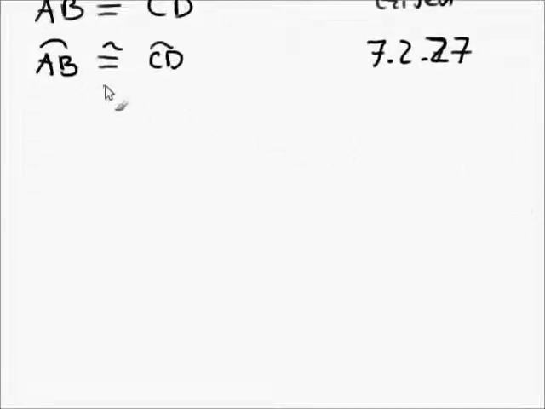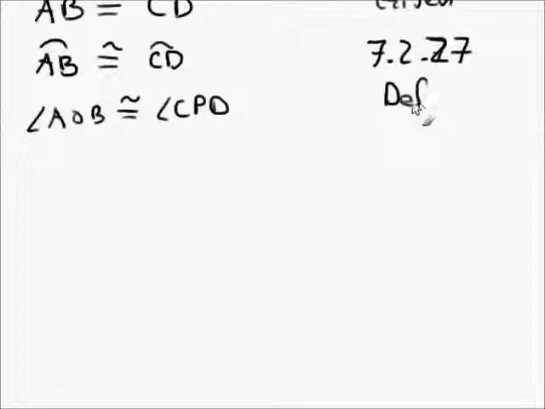That means because these arcs are congruent, the angles are congruent. Congruent arcs means congruent angles. So the definition of arcs and measurements. And we're done.